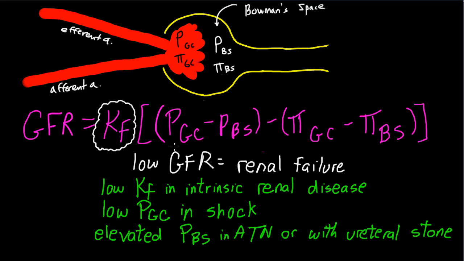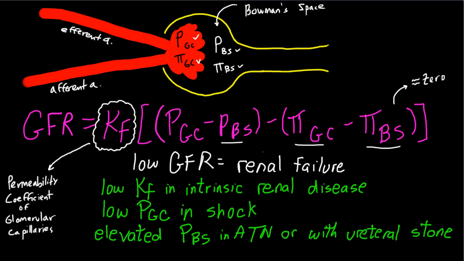Pgc is the hydraulic pressure within the glomerular capillaries, and this hydraulic pressure promotes glomerular filtration. Pbs is the hydraulic pressure within Bowman space, and that opposes glomerular filtration. Πgc is the oncotic pressure within the glomerular capillaries, and that opposes filtration. The oncotic pressure in Bowman space is essentially zero, since proteins are not filtered across the glomerular capillaries, and so this term can be effectively omitted from the equation.